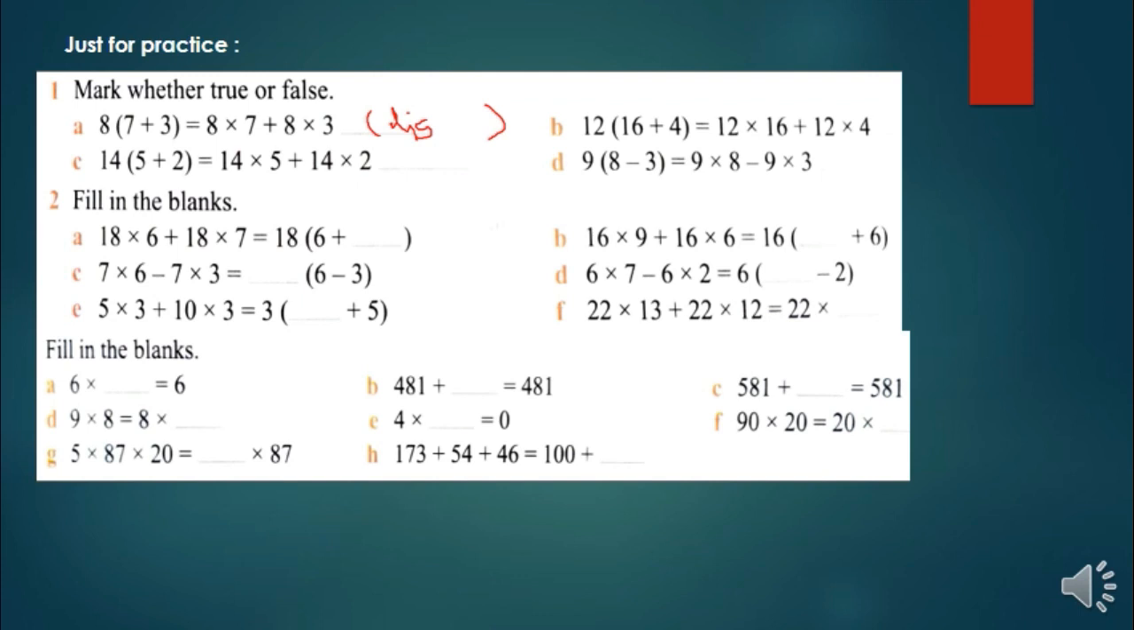Okay, fill in the blanks. Check which number we can put here. Then 18 is common in both the terms. 18 here, 18 here. So we can take 18 common and here 6 is left. Okay, and here plus 7 is left. Just like that you have to solve the rest of the questions.